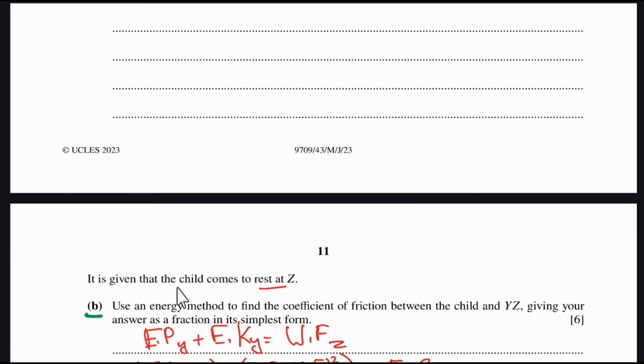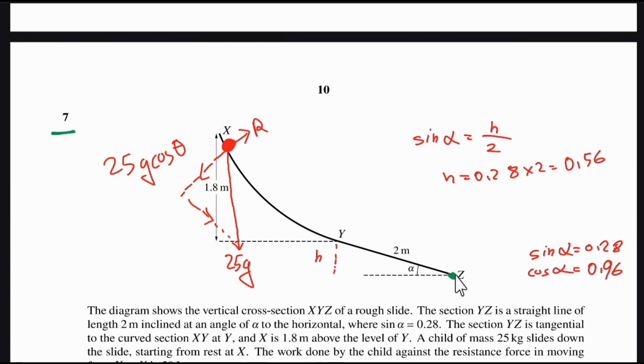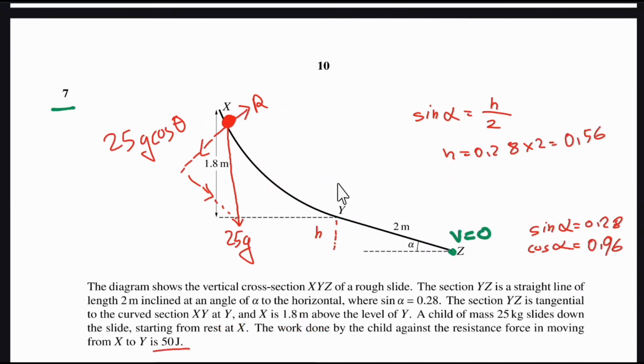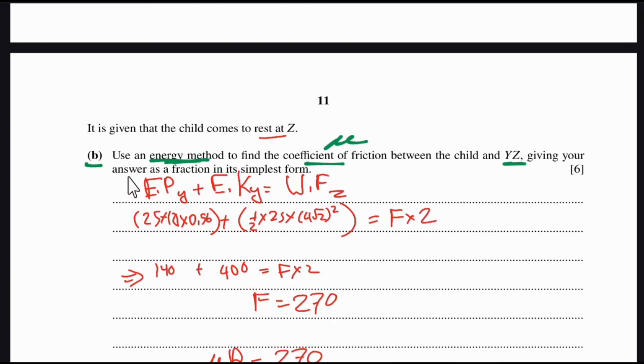Part B: it is given that the child comes to rest at z. That means at point z the velocity is 0. Use an energy method, that means we have to use the work-energy relationship, to find the coefficient of friction, the value of mu, between the child and yz, that is this surface. Giving your answer as a fraction.